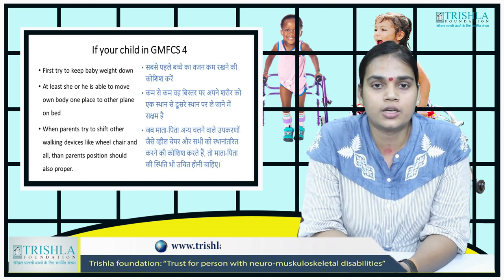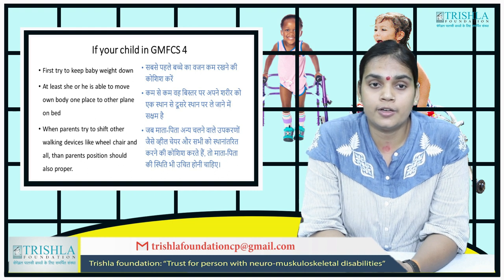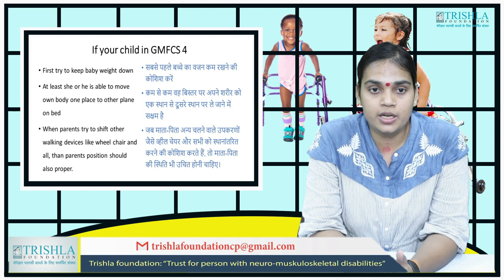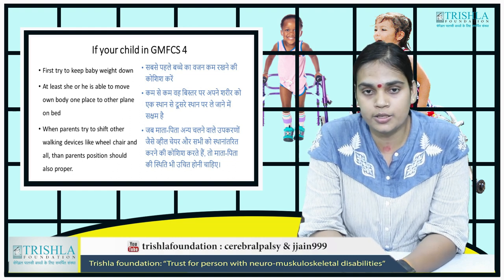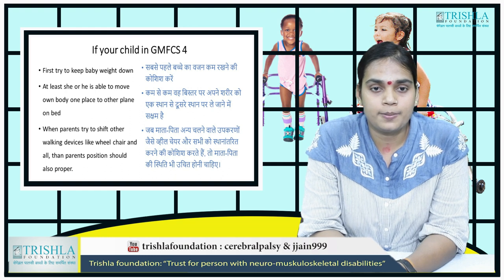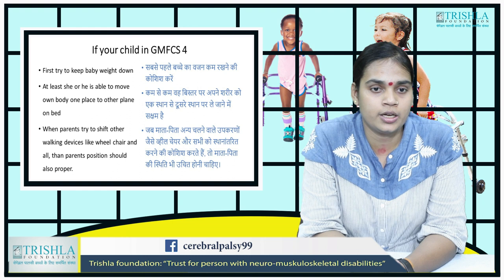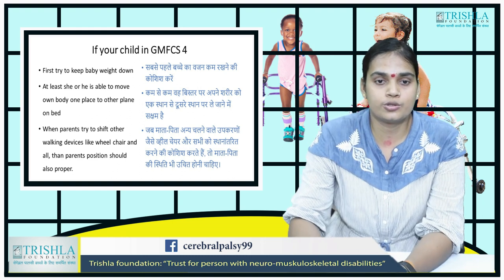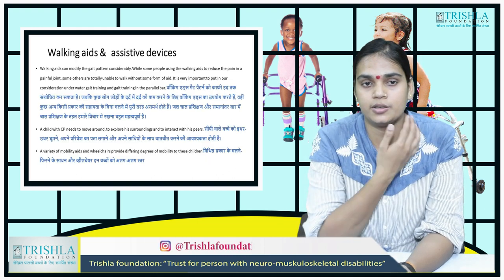If your child comes in GMFCS level 4, firstly try to keep the baby's weight down. At least the child should be able to move their own body from one place to another on the bed. When the parents try to shift to other walking devices like a wheelchair and other devices, the parents' position should also be proper. Walking aids and assistive devices.